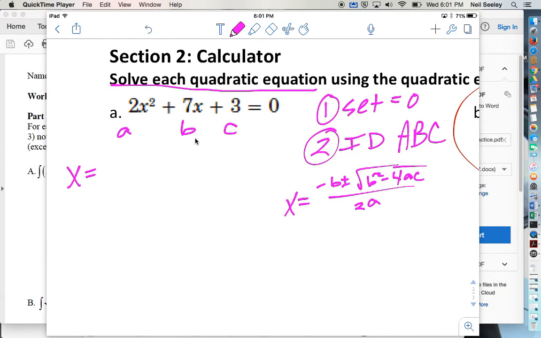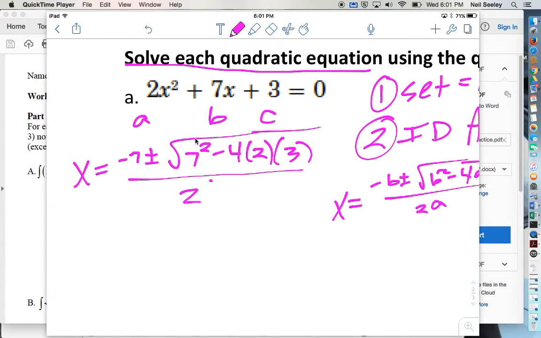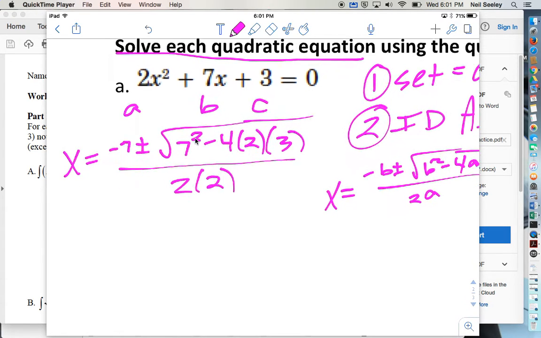The opposite of b would be the opposite of 7, which is negative 7, plus or minus the square root. b squared would be 7 squared, and 4 times a is 2, c is 3. And then all over 2a, so 2 times 2. So I've used the formula. It's plugging in all those values.